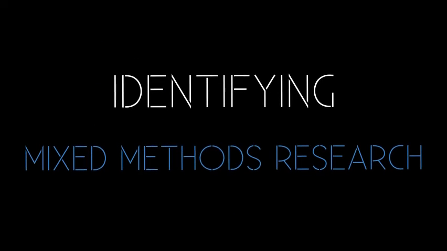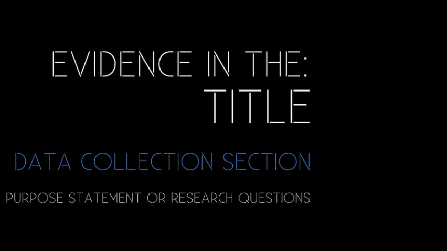When identifying mixed methods research, there are 3 questions you can ask yourself. Are there words in the title such as qualitative and quantitative together? Is there evidence in the data collection section? So for example, do the authors talk about different forms of data that they've collected throughout the study? And third of all, is there evidence in the purpose statement or the research questions? Do the statements indicate that the researcher intends to collect multiple types of data throughout the study?